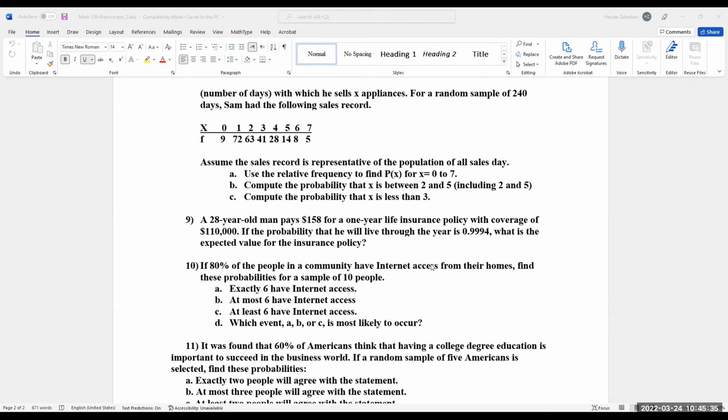Success is going to be that you have internet access. So the probability of success would be 80%. The failure is 20%. We don't need it, of course. The sample size is going to be 10. Okay, we pick 10 people, and then we ask this question. Exactly 6 means P of 6. At most 6. Sometimes these numbers would be different, but in this case, they are all the same. So it's going to be exactly 6, at most 6, at least 6, and at the end, which one is more likely to happen.